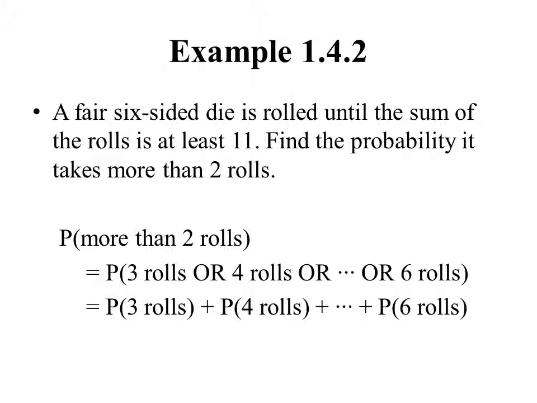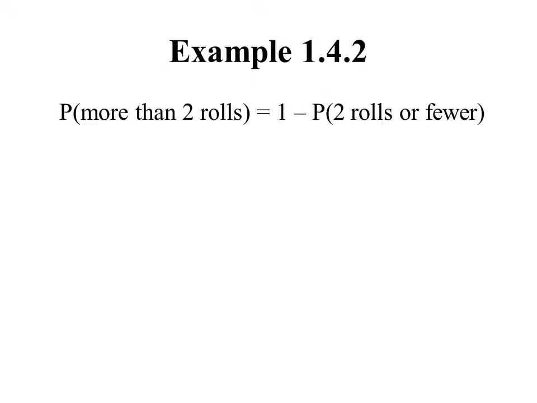But that's 4 different probabilities to calculate. I don't want to have to do all that work. So we can simplify our work by using complements a little bit. Let's make an observation here by our theorem that we just stated. The probability of more than 2 rolls is equal to 1 minus its complement. Well, the opposite of more than 2 rolls is 2 rolls or fewer, right? And if we think about it, 2 rolls or fewer means 2 rolls or 1 roll or 0 rolls. But we can't get a sum of at least 11 in 0 rolls or 1 roll. So this is really 1 minus the probability of 2 rolls.